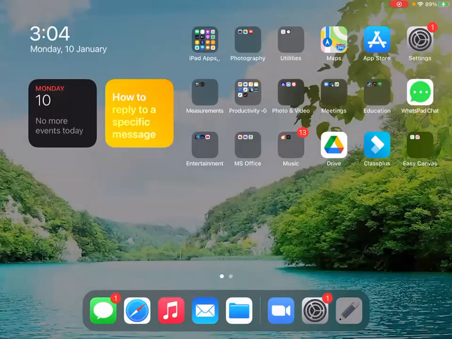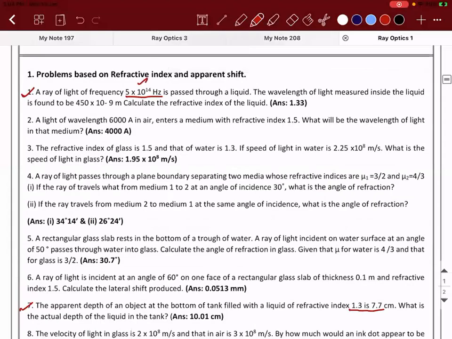So there is the question. A ray of light of frequency 5 into 10 power 14 hertz is passed through a liquid. The wavelength of the light measured inside the liquid is found to be 450 into 10 power minus 9 meter. Calculate the refractive index of the liquid. So how to solve this?